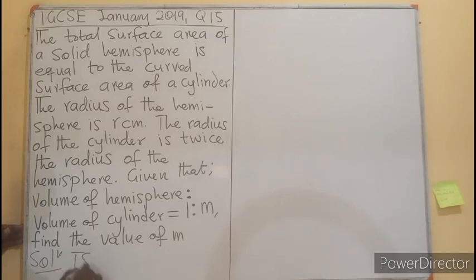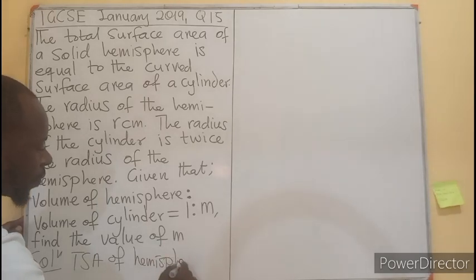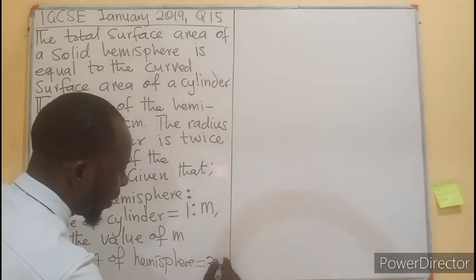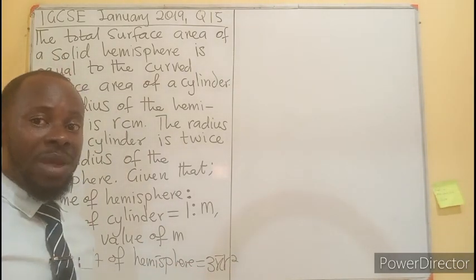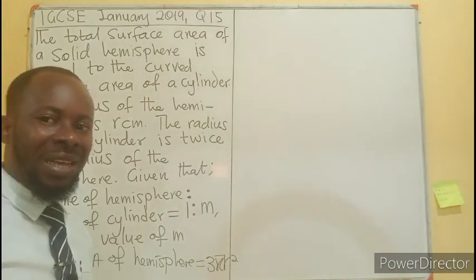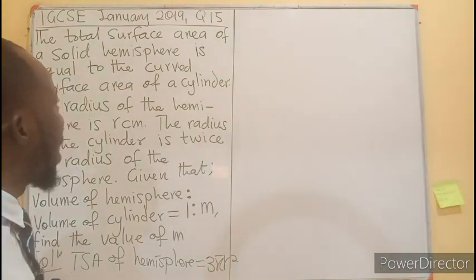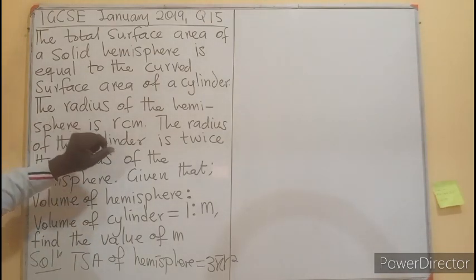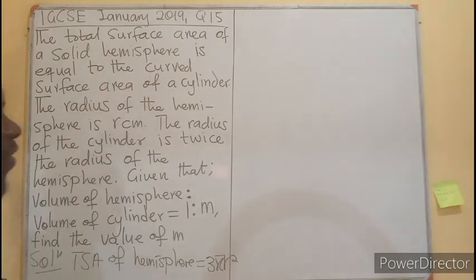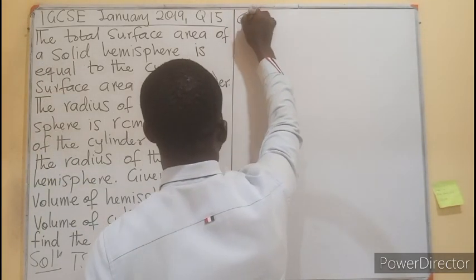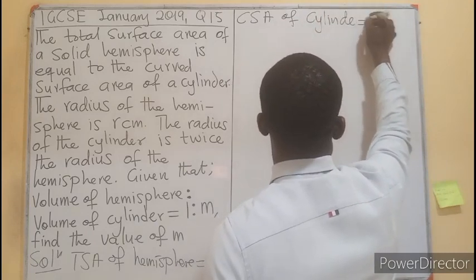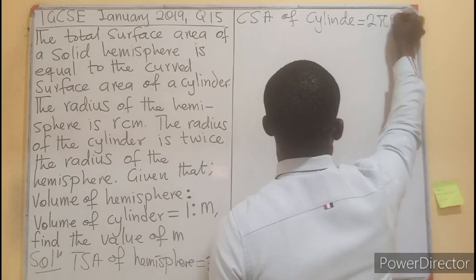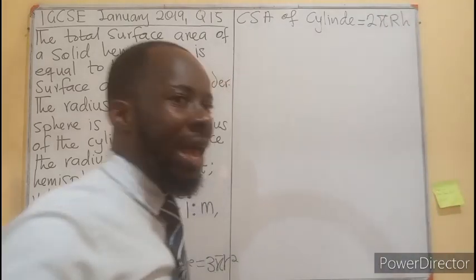We know the total surface area of a hemisphere is given by 3 pi r squared. When they say total surface area, we are referring to the curved surface area plus the base area, which will give us 3 pi r squared. Then we are going back to the curved surface area of a cylinder. The curved surface area of a cylinder is given by 2 pi R h.